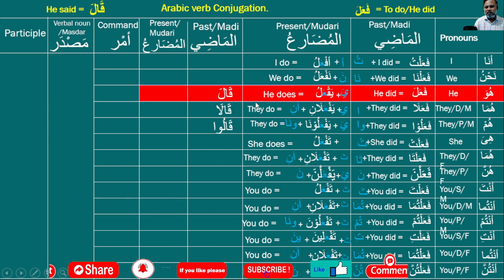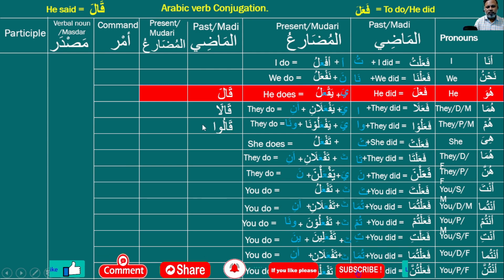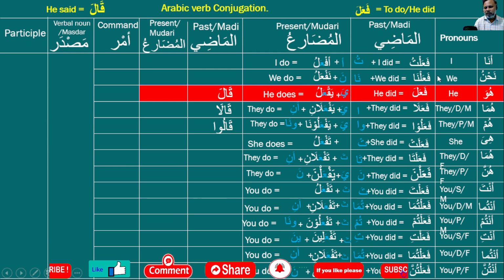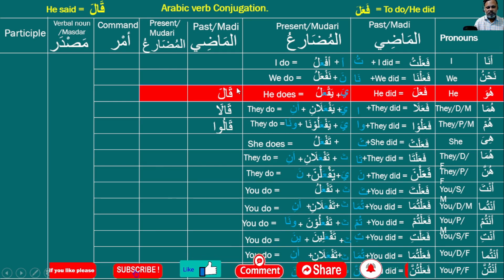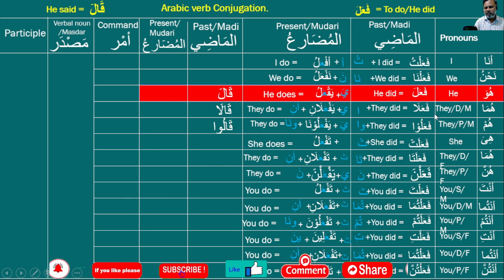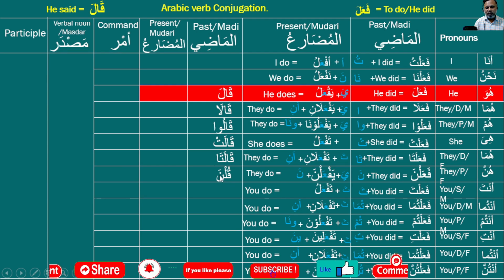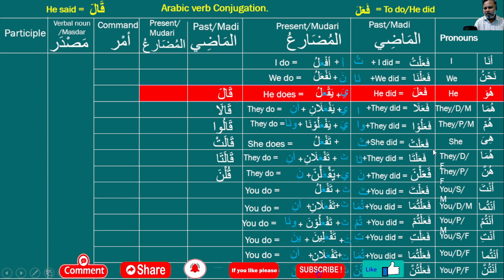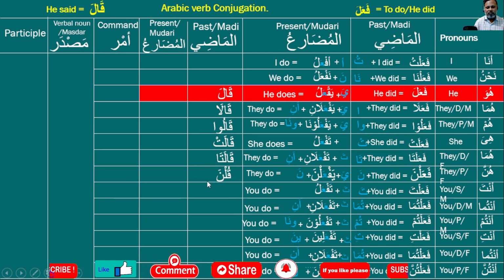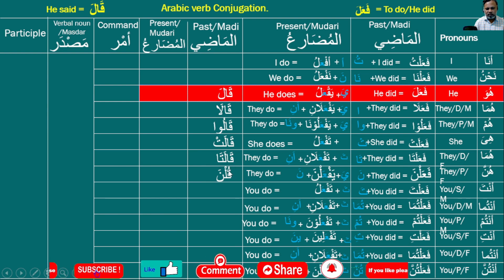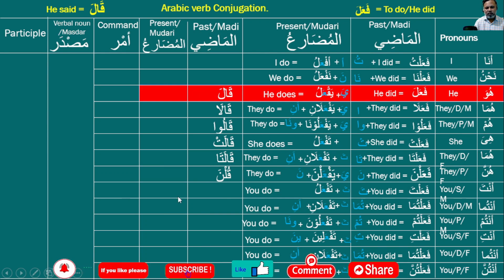Qala is he, and dual and plural will be qala, qalu. Our standard formula is fa'ala, fa'ala, fa'alu, and this verb also is qala, qala, qalu, the same thing. Here there is no difference. And for female, qalat, qalata, kulna. Our formula here is fa'alat, fa'alata, fa'alna, and qalat, qalata, kulna. The only difference here is the ku. Other things are the same, so there is no difference with the standard formula.